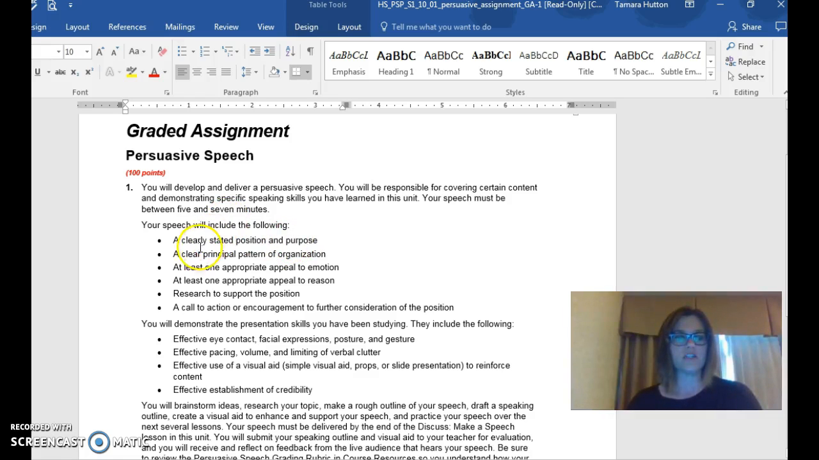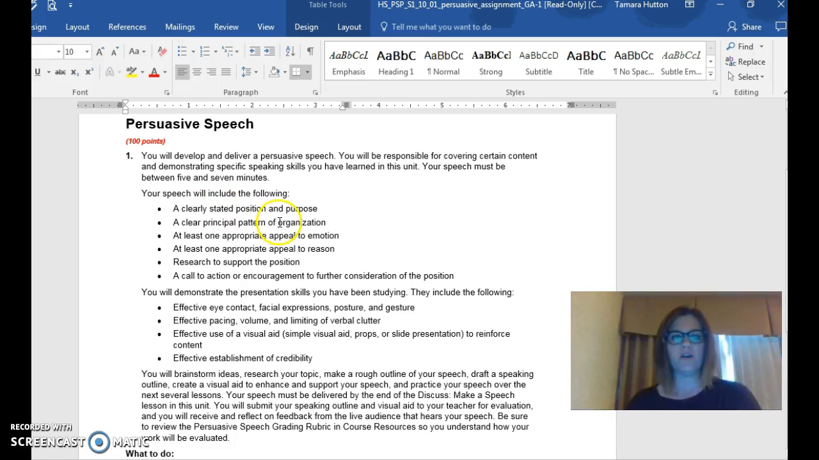But you need to develop and deliver a persuasive speech. You're persuading us. And we talked about persuasion last week and the last couple of weeks. We've talked about what it means to be persuasive while being honest with your audience. So your speech must be between 5 and 7 minutes. This is probably the biggest speech you've done so far, and it's your final speech. You should be able to do 5 to 7 minutes.